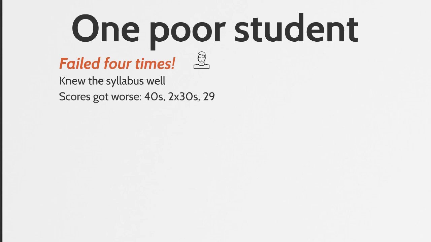First time they scored in their 40s, then they had a couple of results in the 30s, then they actually had one that was only 29%, when you need around 60% to pass this exam. So a really low score, despite knowing the syllabus really well. But why did they fail? Why did they fail 4 times? Why did they get such low grades?